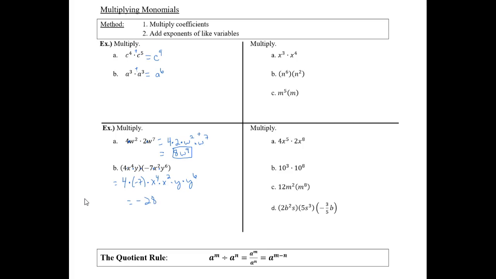X to the 4th times x squared. We add those exponents. 4 plus 2 is 6. Now it's x to the 6th. And y times y to the 6th.